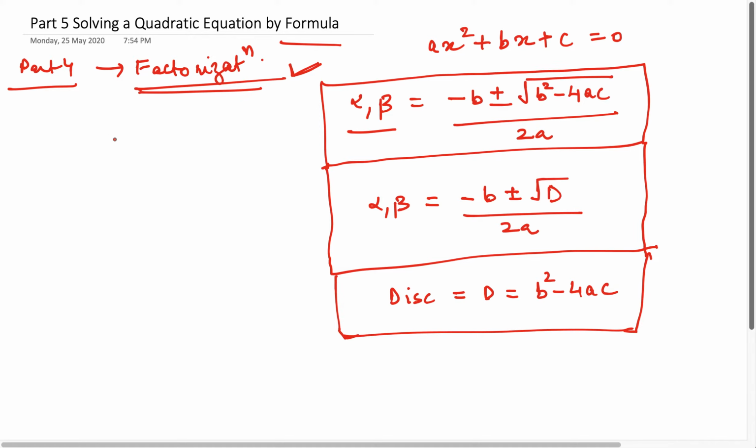Now let us try finding the roots via the formula for a few examples, and let us take exactly the same examples which we used for factorization. The first example we took for factorization was x square minus 2x plus 1 equal to 0, and just to jog your memory, the answer we got was that the two roots were x equal to 1 and 1. Let's see whether we get the same answer over here through the formula.